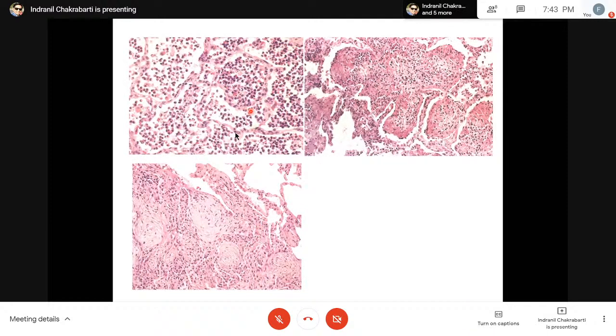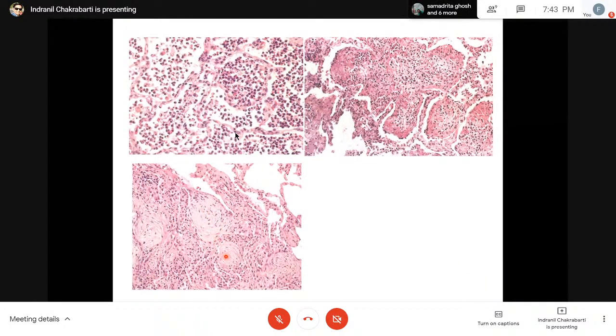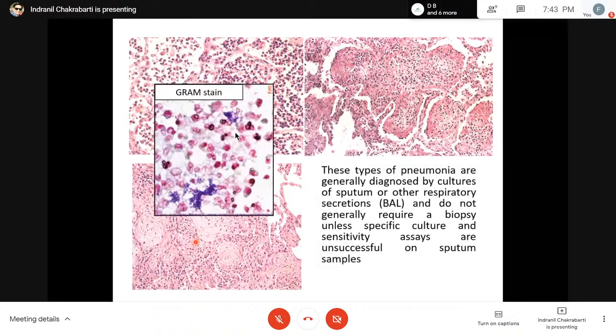So here you can see the histological picture. These are the alveolar spaces. They are filled up with pus cells, that is neutrophils, along with many RBCs. Here some organization is occurring. The fibrinous exudate is there. And here these proliferating fibroblasts are enmeshed in myxoid matrix. So this is taking the form of an organized pneumonia. These types of pneumonia are generally diagnosed by cultures or gram stain of sputum or other respiratory secretions, and they generally do not require a biopsy unless specific culture or sensitivity assays are unsuccessful on sputum samples.